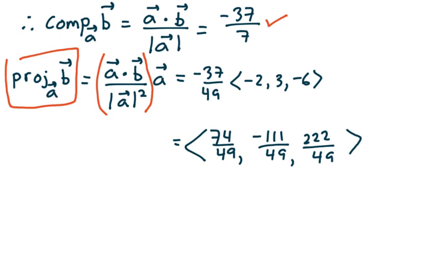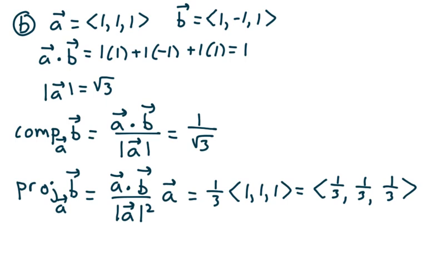Now, we already know that the dot product of A and B is -37. And if I take the magnitude of A, that's right here, and I square it, I get 49. So I get -37 divided by 49. I'm going to take that scalar times A. But A is the vector -2, 3, -6. And then when I simplify, you can see that I get 74 over 49, -111 over 49, and 222 divided by 49. And that concludes example 1.